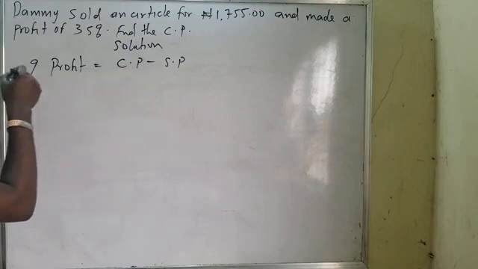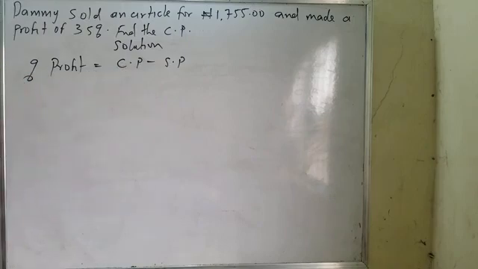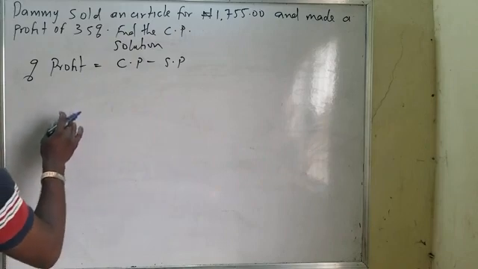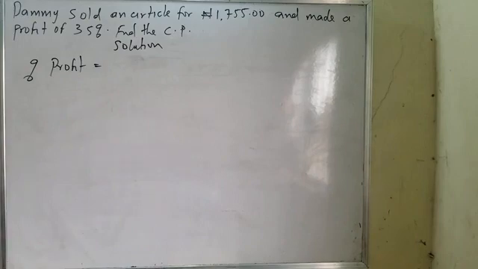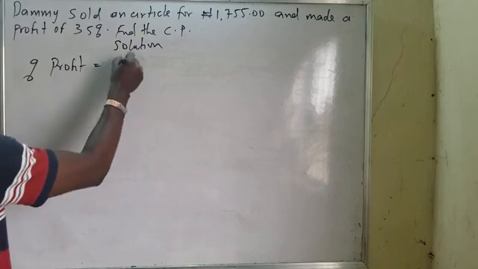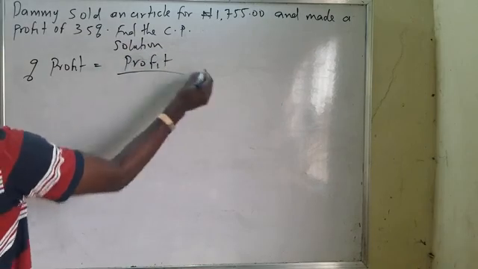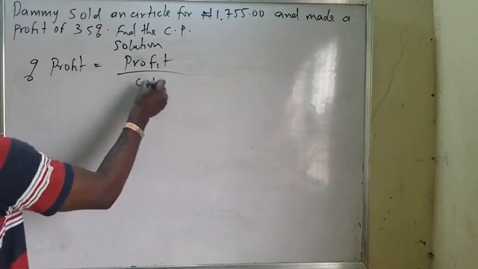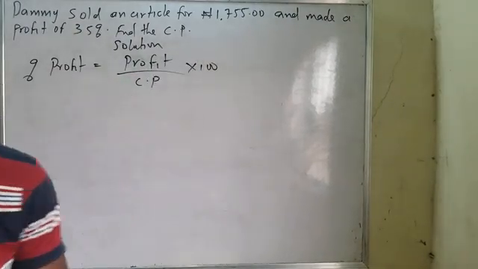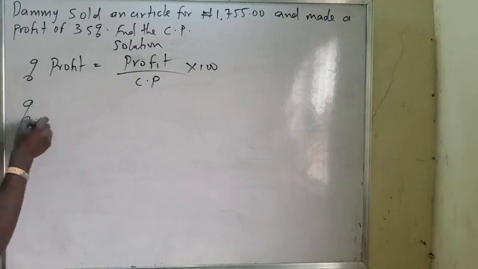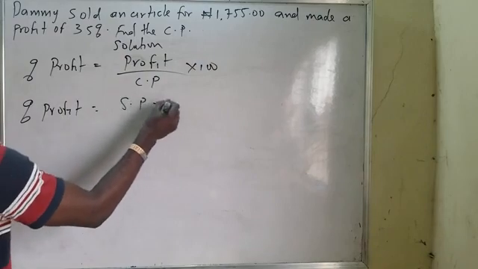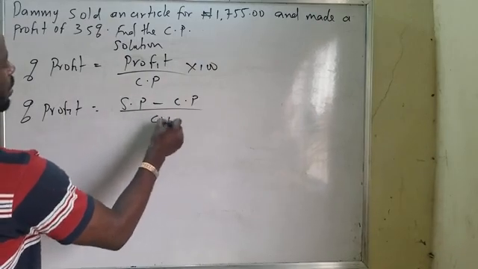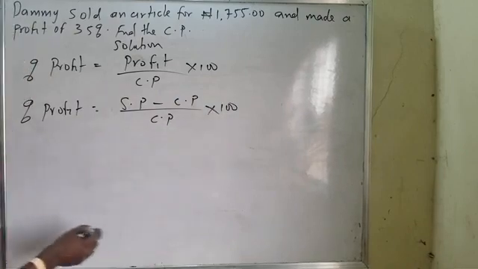My percentage profit will now be equal to my profit, which I can also call gain, all over cost price multiplied by 100, which I've explained earlier. I can also say that my percentage profit, my profit is equal to selling price minus cost price, divided by cost price, multiplied by 100. Please take note of that very well.